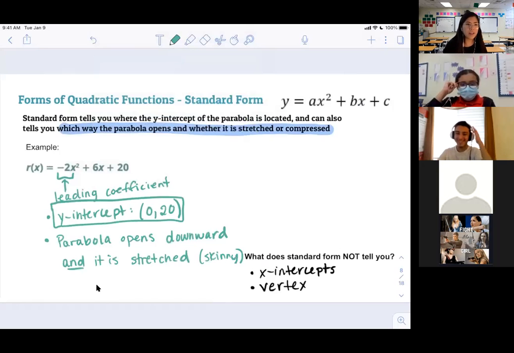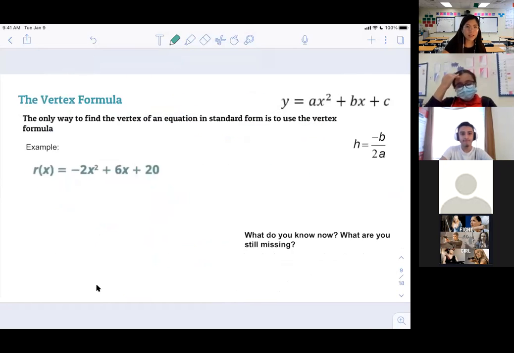So how can I figure out the vertex? How could we figure out the vertex? Does anybody remember? Don't we convert it? We have to factor it. That's going to be for the x-intercepts, but I want to know about the vertex. Galen said vertex form. Okay, so we're going to need to use, actually, take it away, Tyrone.